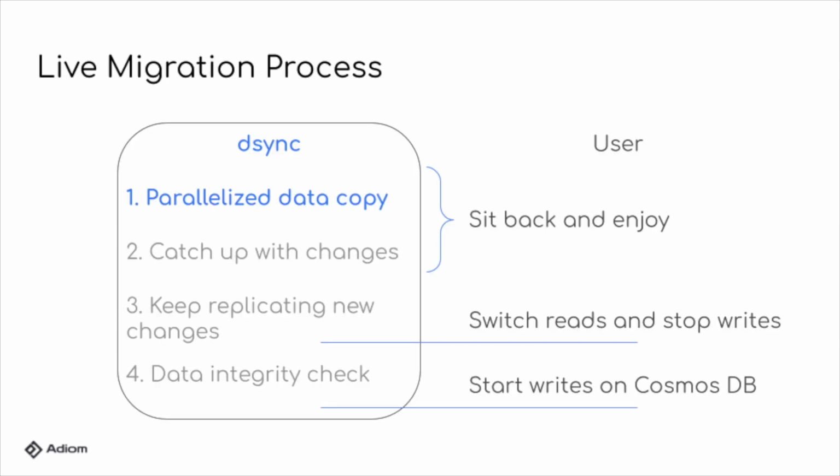On a high level, a typical live migration process consists of the following 4 steps. First, we need to do the initial data copy from the source to the destination. Then, we need to catch up and replicate all the changes that happened during step 1 from the source to the destination. And we need to keep replicating them. When the source and destination are close enough, the user can switch the reads to the destination and stop the writes to let both the source and the destination get in sync. When they're fully in sync, the user can run a data integrity check and cut over to Cosmos DB. Let's take a look at it in action.